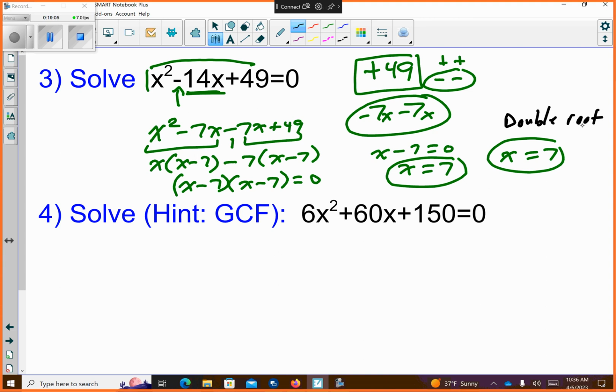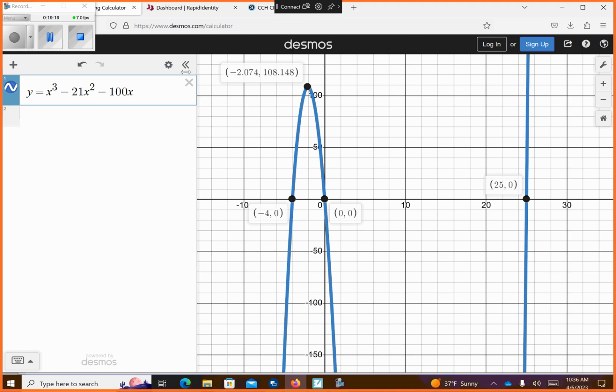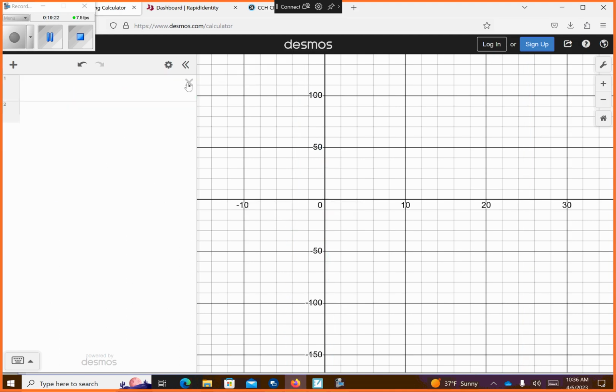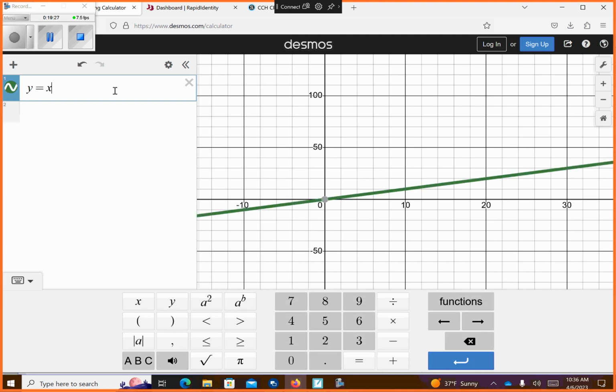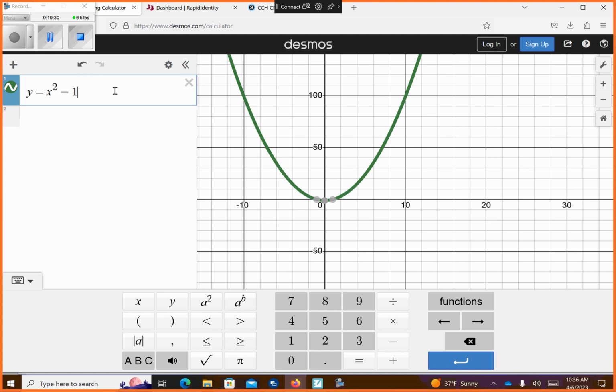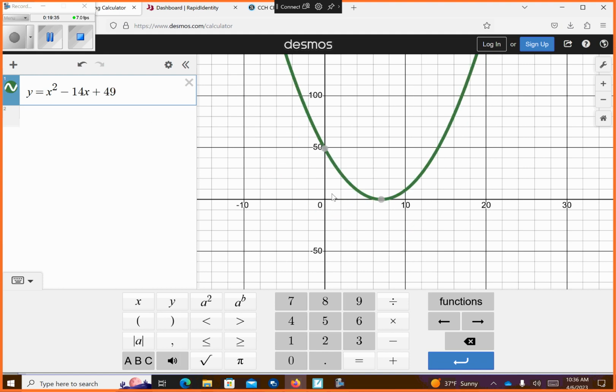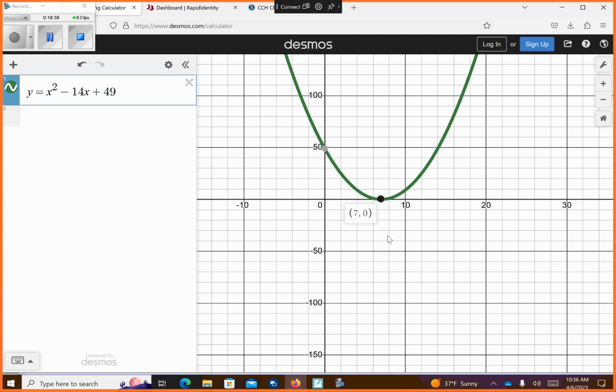Okay? It's not broken. Let me show you what this problem looks like if it was graphed. I'm going to jump back on Desmos and show you. Can I move off the screen for a moment? Okay, it's a double root, meaning I get the same answer twice. So if I graphed y equals x squared minus 14x plus 49, I get a parabola. And notice my answer's right there. It crosses the x-axis. It's a root. I only had one answer.